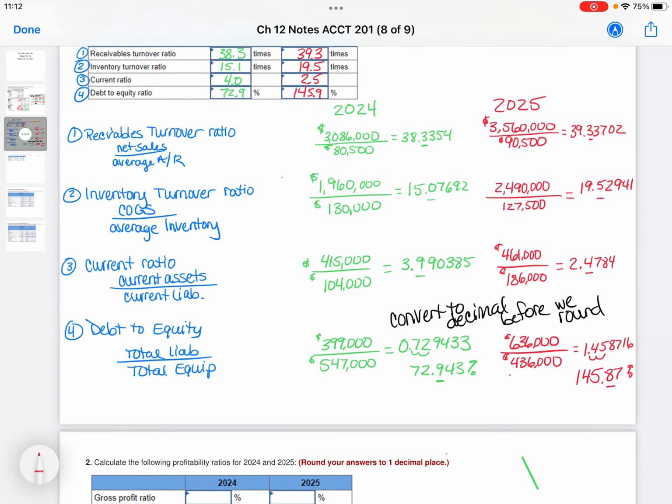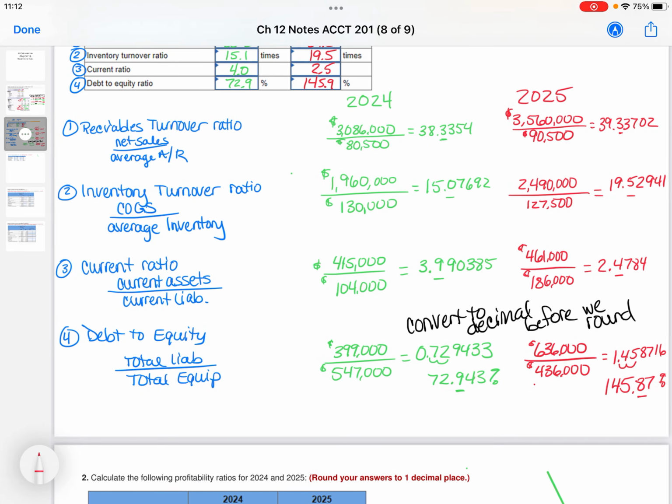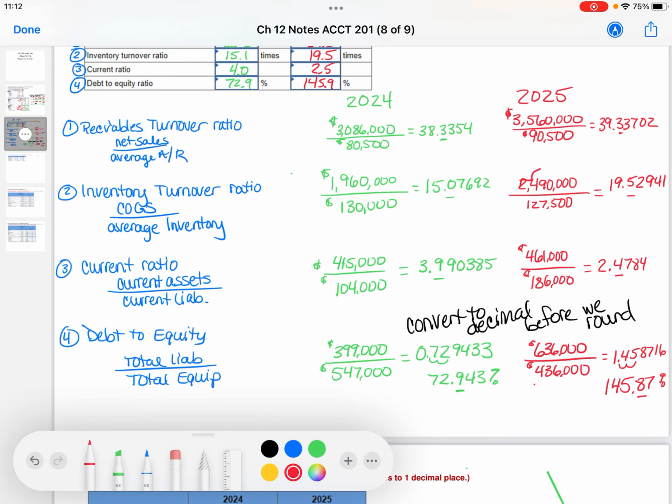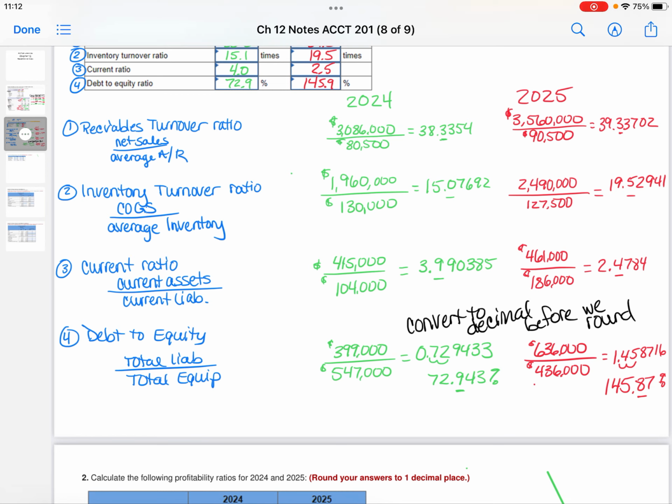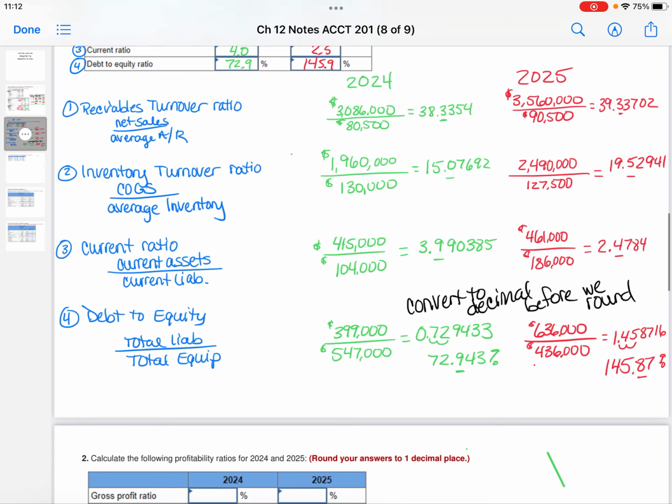We want to have more assets than liabilities. And here we want to have more equity than liabilities. So company's not doing good in that ratio. Okay, so those were a lot of risk ratios. Now let's take a look at the profitability ratios.